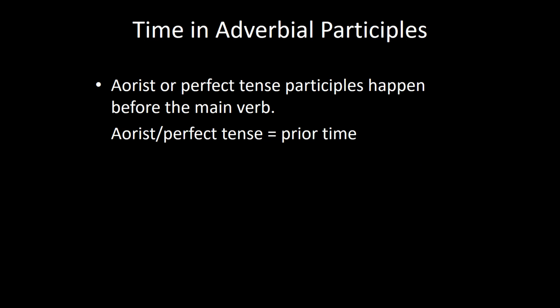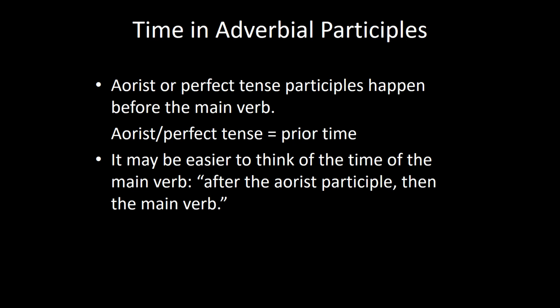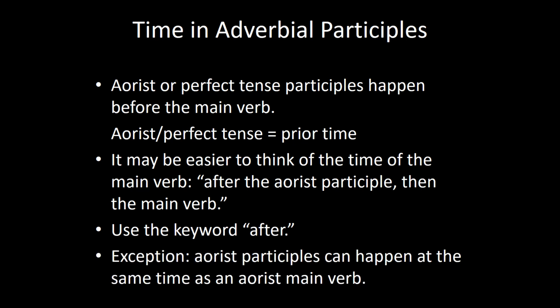Now that aorist or perfect tense participle, the main verb happens after it. And I think that's the way to think of it. The main verb happens after the aorist participle, after the perfect participle, then the main verb. Use the keyword after. Now I'll give you one exception here. Aorist participles can happen at the same time as aorist main verbs.